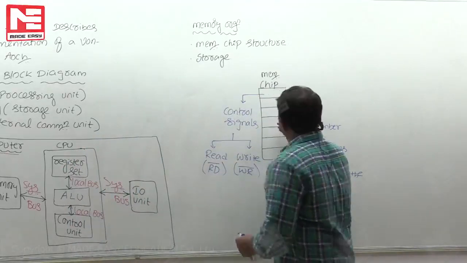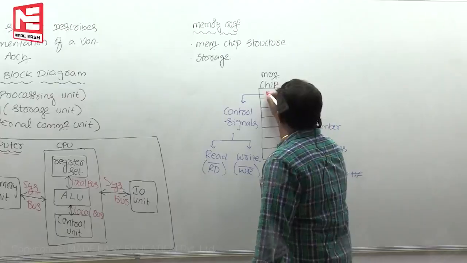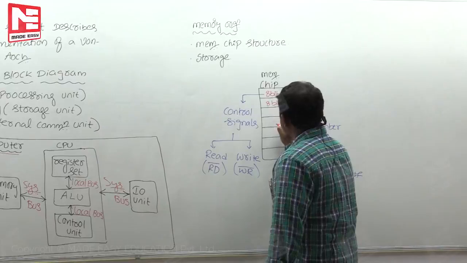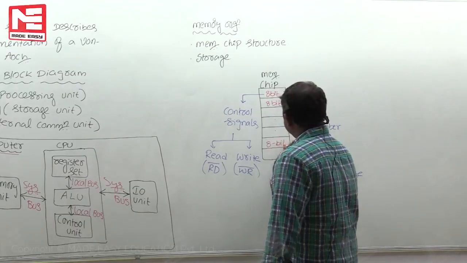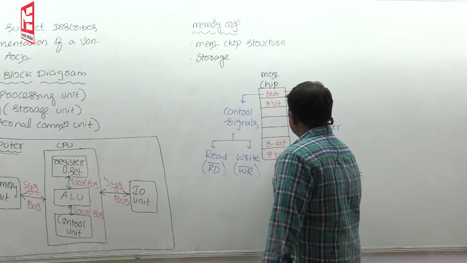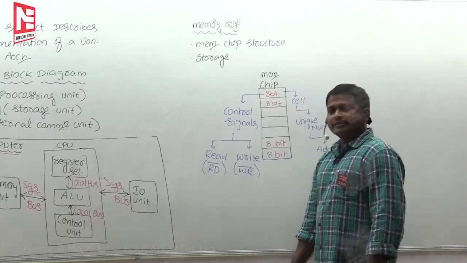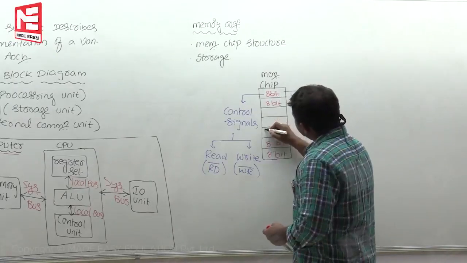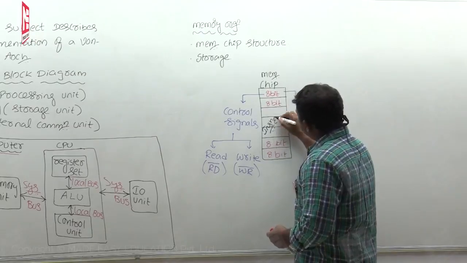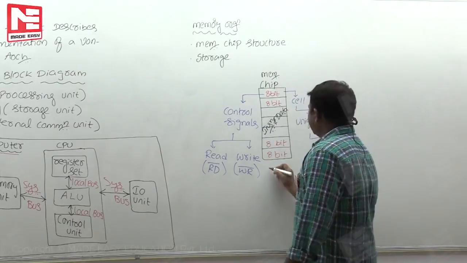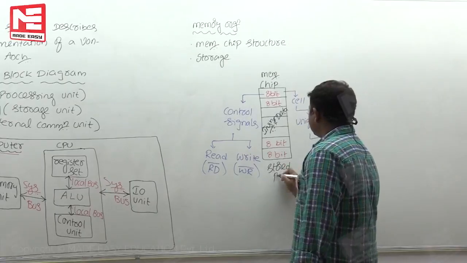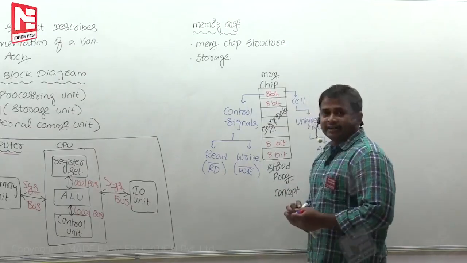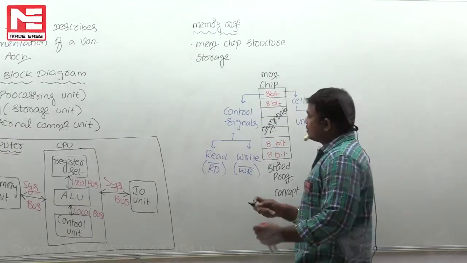And next, in the memory chip we have by default 8-bit storage space. The default cell size is 8 bits. Is it okay? So in the memory chip, we can store the program, instructions and data. Both are present in the memory. That is called the stored program concept. The Von Neumann architecture is designed based on the stored program concept.